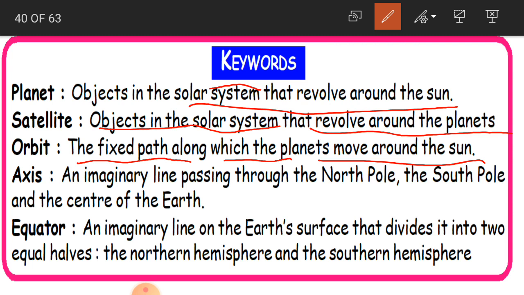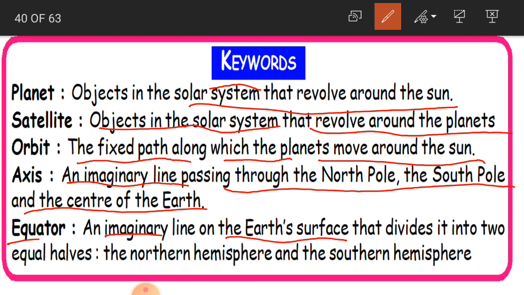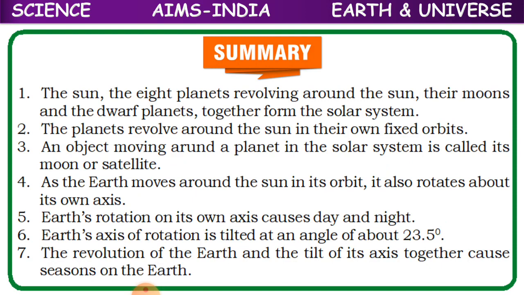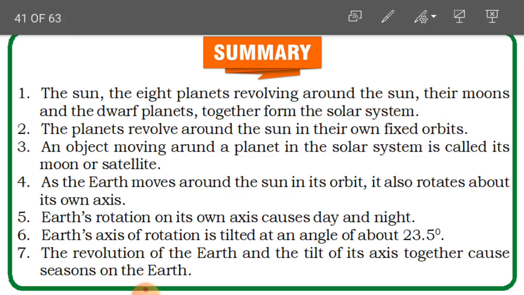An axis is an imaginary line passing through the north pole, the south pole and the center of the earth. Okay, children? And now equator. An imaginary line on the earth's surface that divides it into two equal halves, that is the northern hemisphere and the southern hemisphere. Clear, children? So these are the important keywords. You have to learn these words by heart so that you do not get confused and you remember the concept well. Clear?